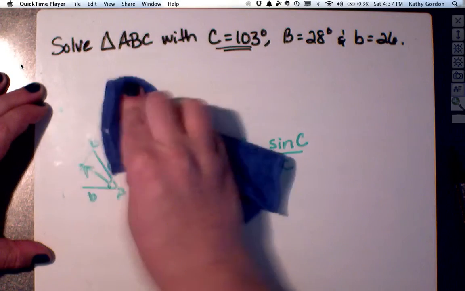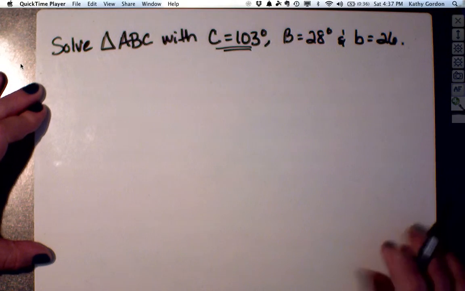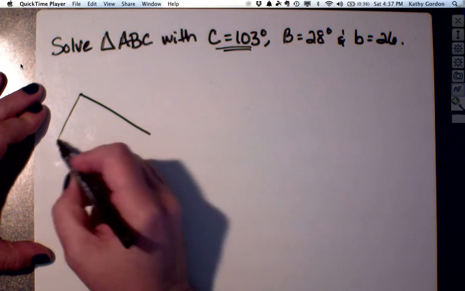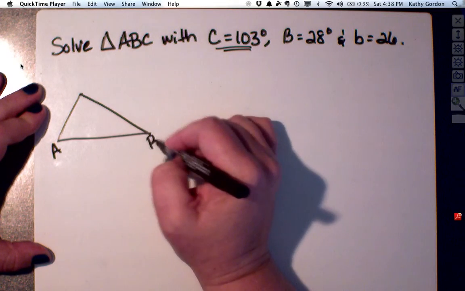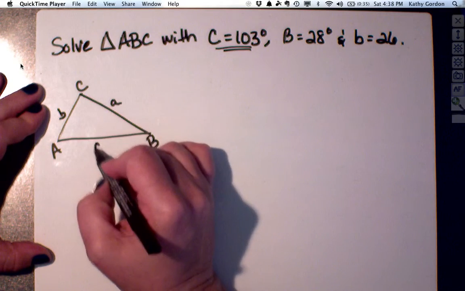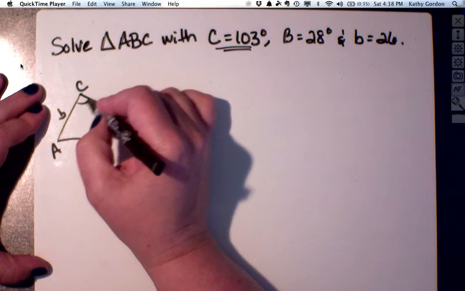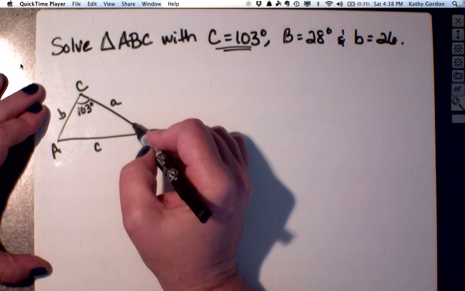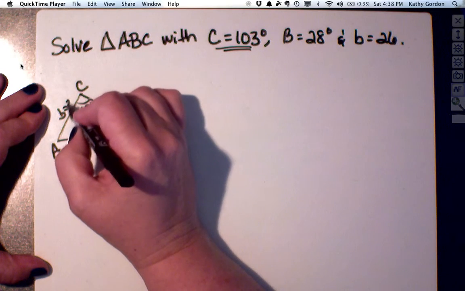Okay, so back to our triangle here. I often recommend that you draw a quick triangle just to show what's going on. It doesn't have to be perfect. It doesn't even have to be to scale. It just gives you an idea of what measurements are where. And then label what we know. We know angle C is 103 degrees. We know angle B is a 28. And we know side B is a 26.